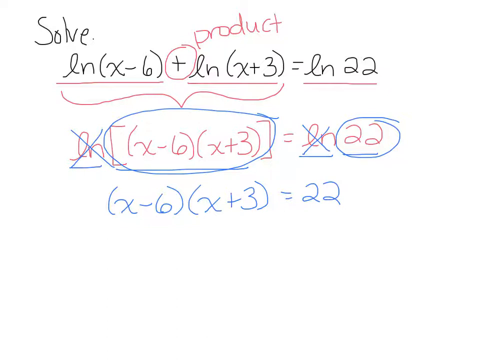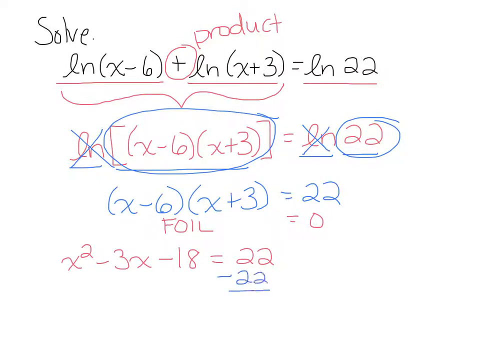Remember that for this type of problem, we would have to FOIL the left side, put everything on one side, set it equal to 0, and then solve. So let's FOIL this, x minus 6 times x plus 3. FOILing it, we find x squared minus 3x minus 18 equals 22. Place everything on one side and set it equal to 0. We'll do this by subtracting 22 from both sides.